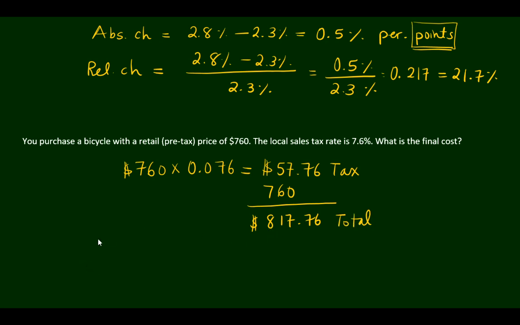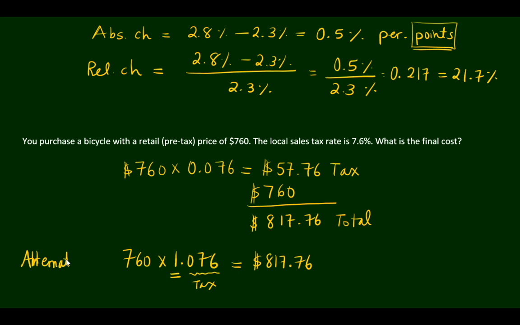But there's another easy way. See, I calculated the tax that I need to pay, and then I add it to the actual retail value, and that gives you the total. Now, there's another way. You can simply multiply the 760 by 1.076. This 1 is for the retail value, and this 0.076 portion is for the tax. You just do one operation in here. If you multiply, you will get the answer directly to be 817.76 as the total. This is an alternative solution. Some students like this way, which is kind of nice. You do it at once.